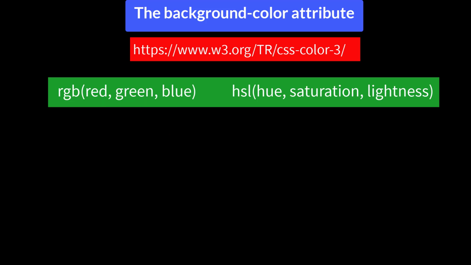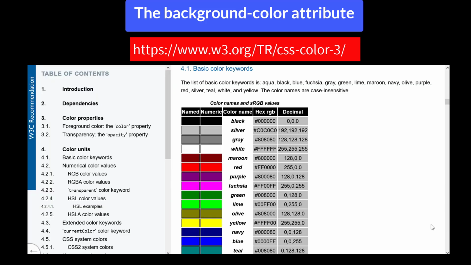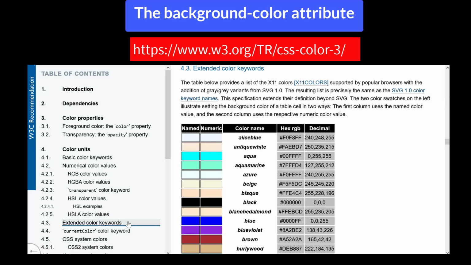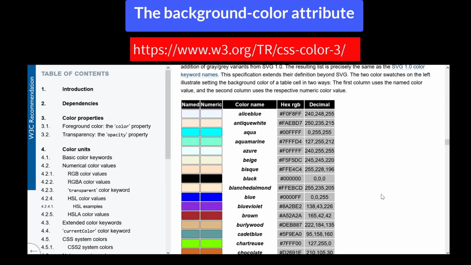HSL functions use position along a color circle, the hue, and saturation and lightness, and detailed explanations are found on this same page. Further down on this page, you will see a list of extended color keywords, which provides for an even richer palette.